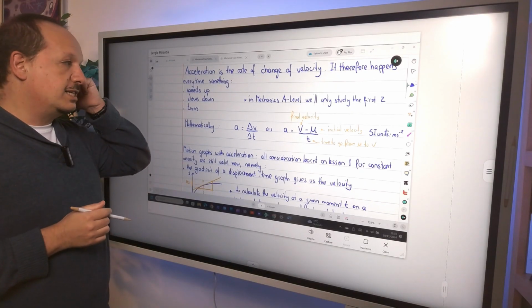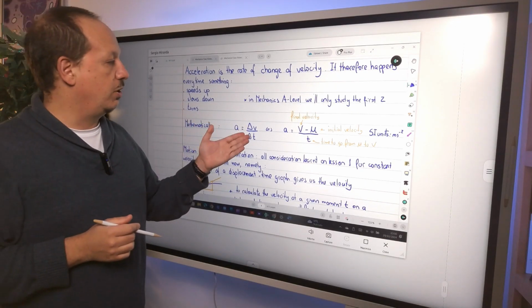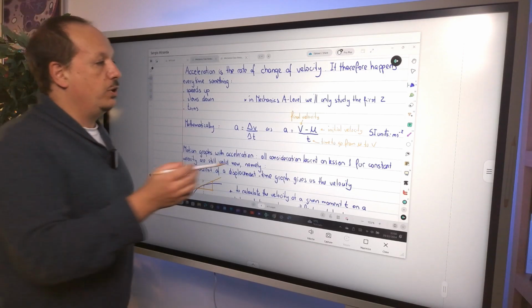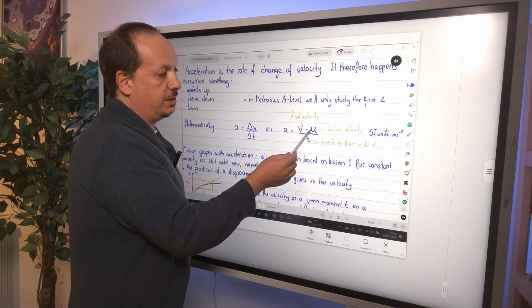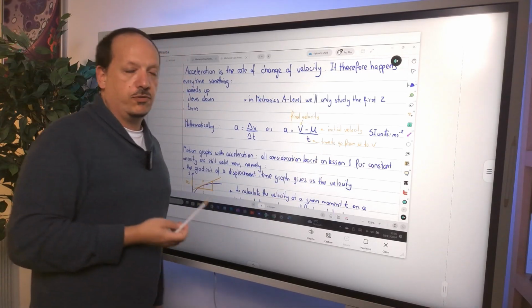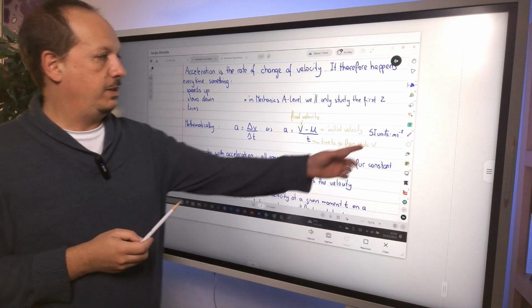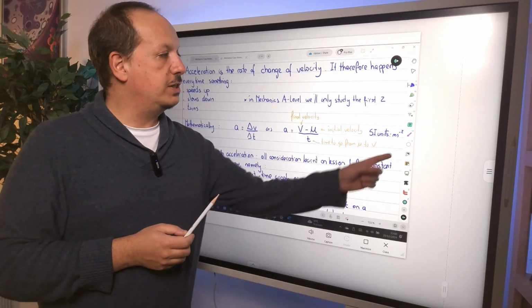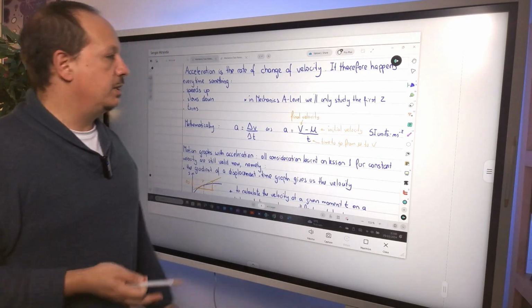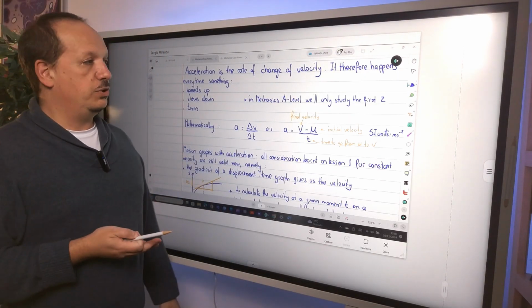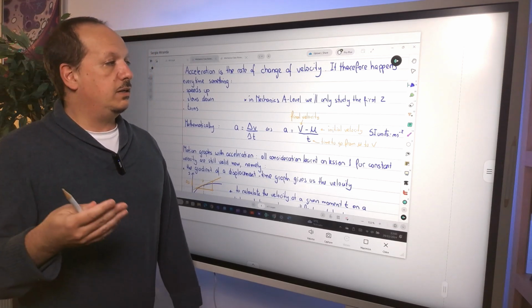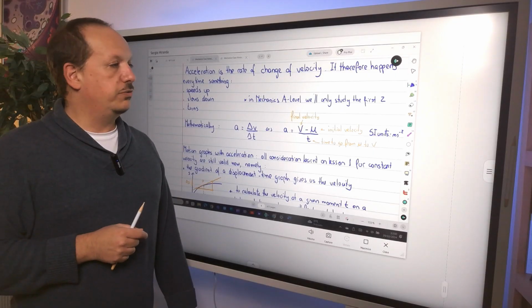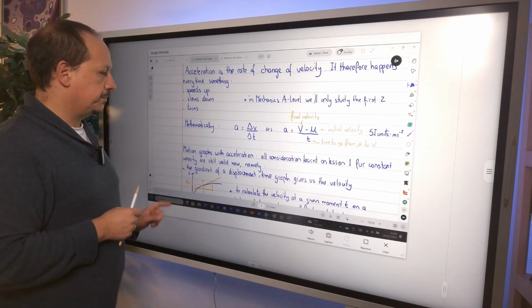Mathematically speaking, what is the acceleration? That's basically the change of velocity over time. We are going to use these letters in mechanics: v for the final velocity, u for the initial velocity, t for the time, and a for the acceleration. The international system unit is meters per second squared, but you may have questions in which you have, for example, kilometers per hour squared. It is assumed that you know how to convert one into the other.